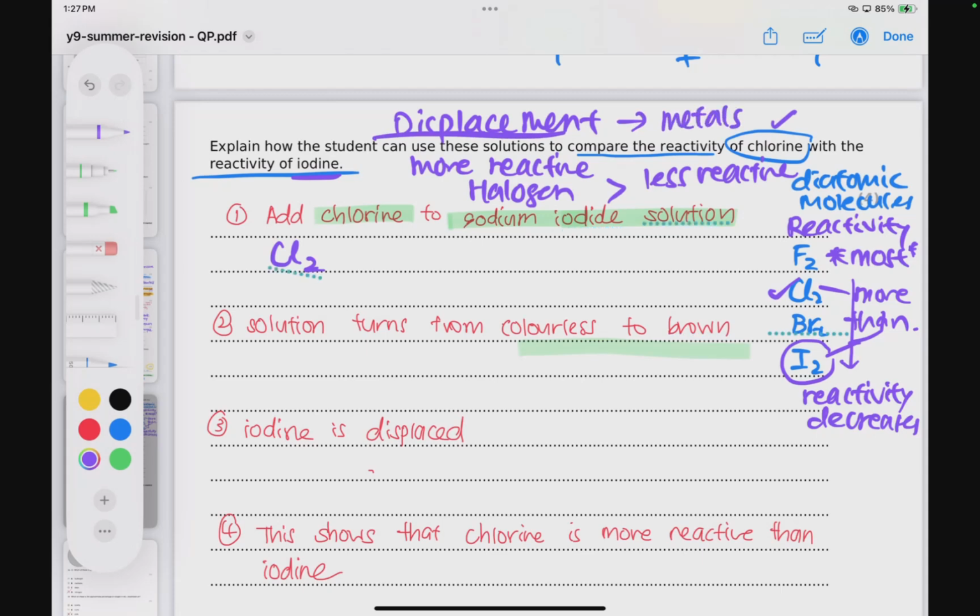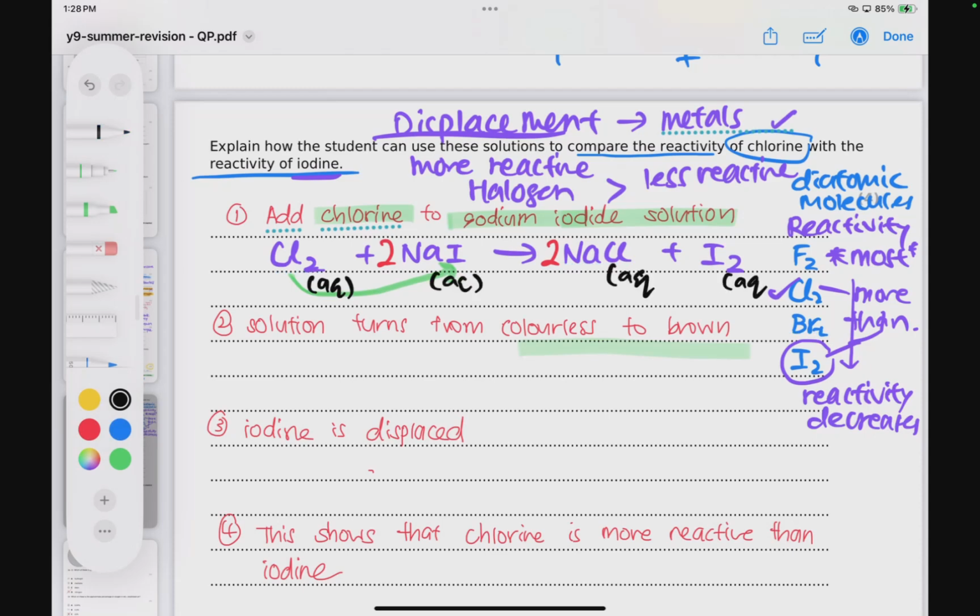Okay, so we have chlorine, we add it to sodium iodide, and what's happening here is chlorine can displace the iodine in sodium iodide, isn't it? So what we get here is NaCl, and then iodine exists on its own, it's been displaced. Okay, to balance this equation I need to put a 2 here and 2 here. For those of you who want to extend and challenge yourself to write the state symbols, actually all of them are in aqueous state. Ideally your state symbol should be written on the same row, but I'm limited in space, so I'm just putting it underneath.